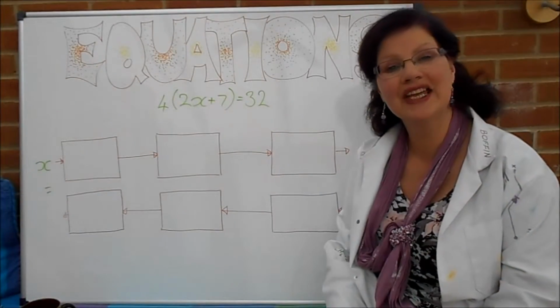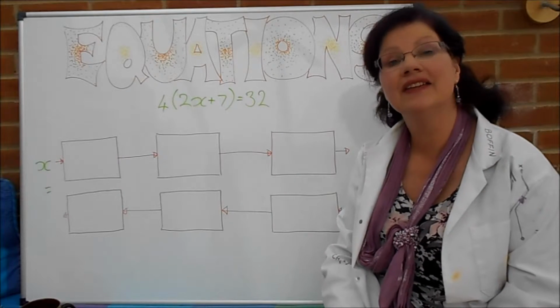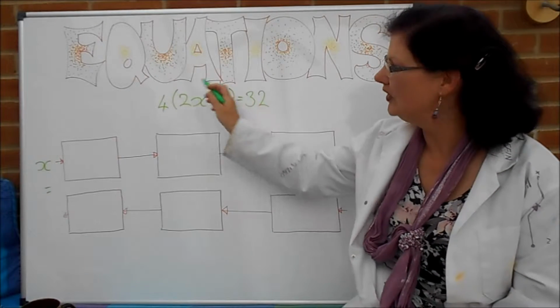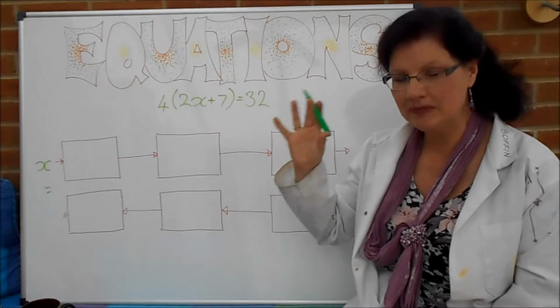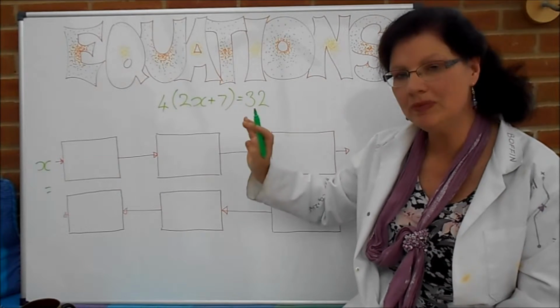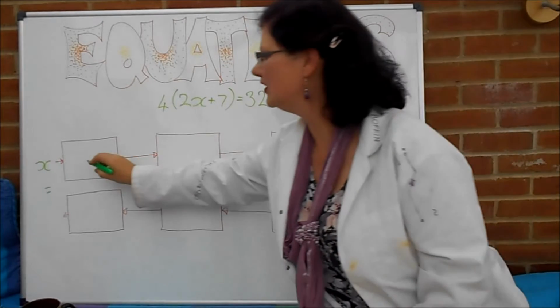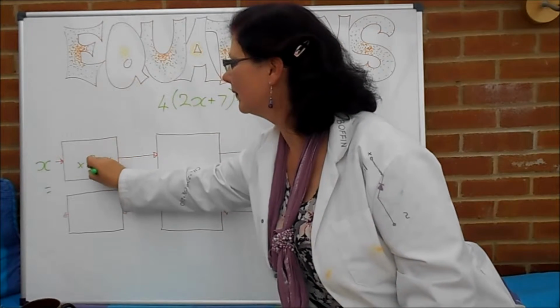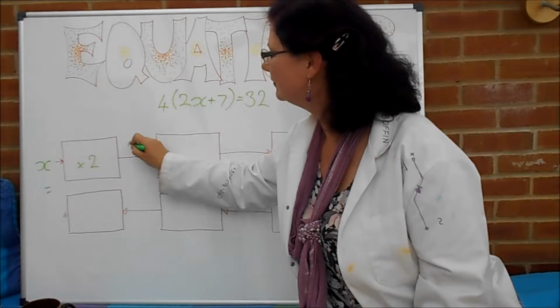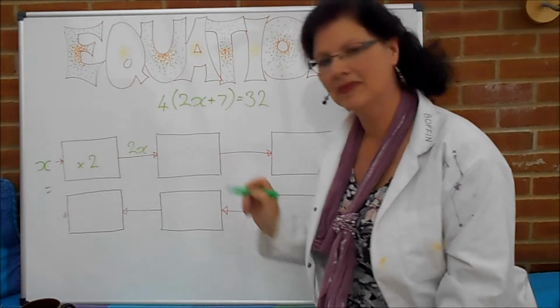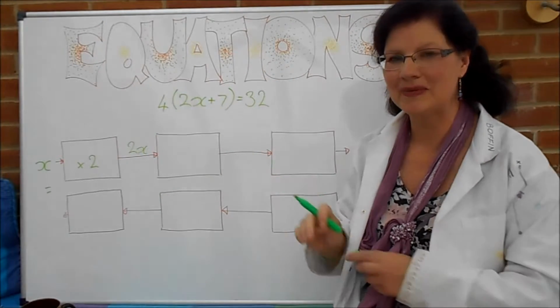Right, let's work through that together. The innermost layer is the times by 2. We've got these things in the brackets to do, and BIDMAS, BODMAS, PEMDAS tells us that multiplies and divides are done before adds and subtracts. So we've got times by 2, giving us a 2x. I'm going to fill in the rest of this speeded up, I think.